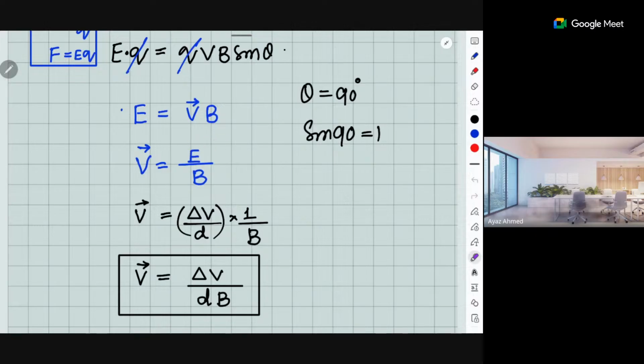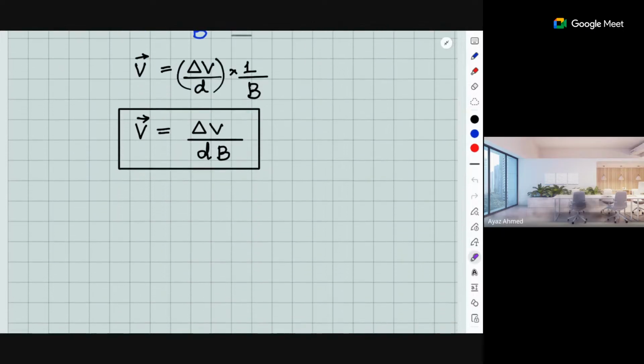And if I replace the electric field strength with delta V by d, because I know the separation between the plates and the potential difference across the plates, then it will be delta V by dB. So is this all clear to everyone? Hanzala, is it clear up to here?